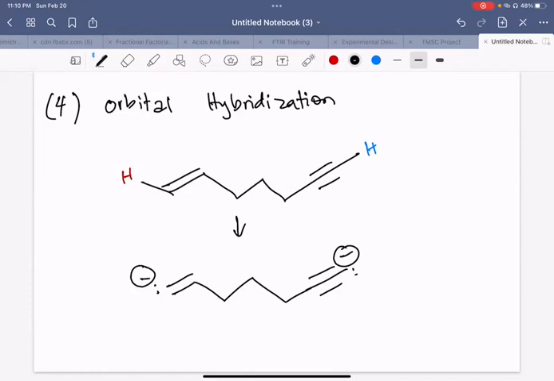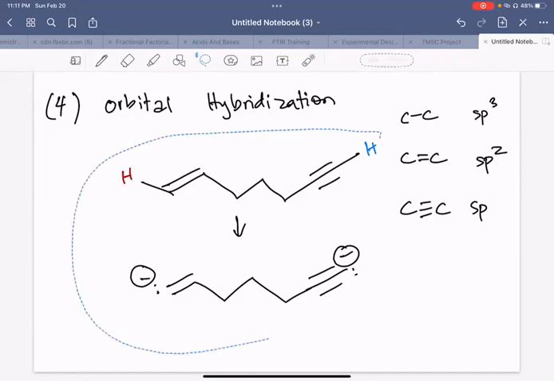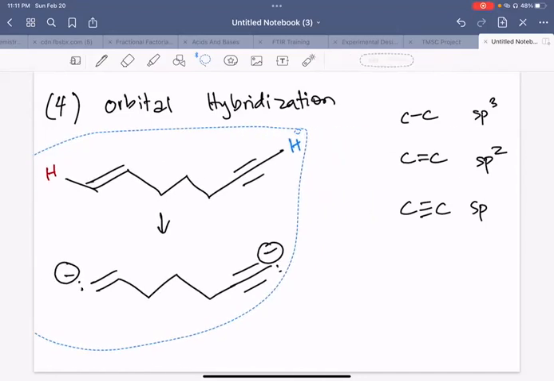Anisha. So remember that a carbon-carbon single bond is sp3 hybridized. A carbon-carbon double bond is sp2 hybridized, and a carbon-carbon triple bond is sp hybridized. Remember that.